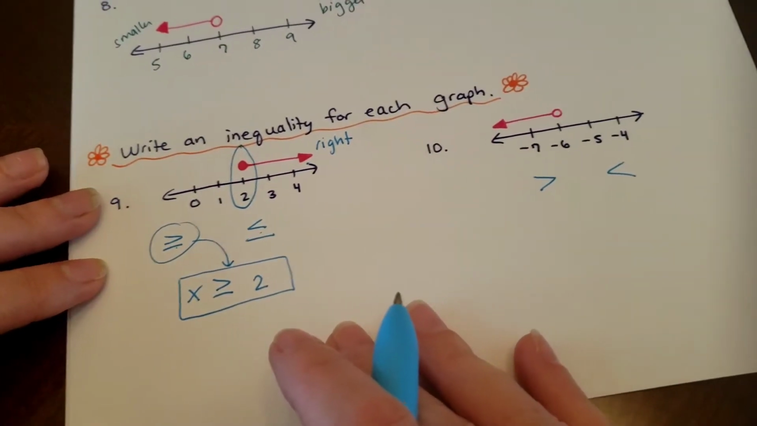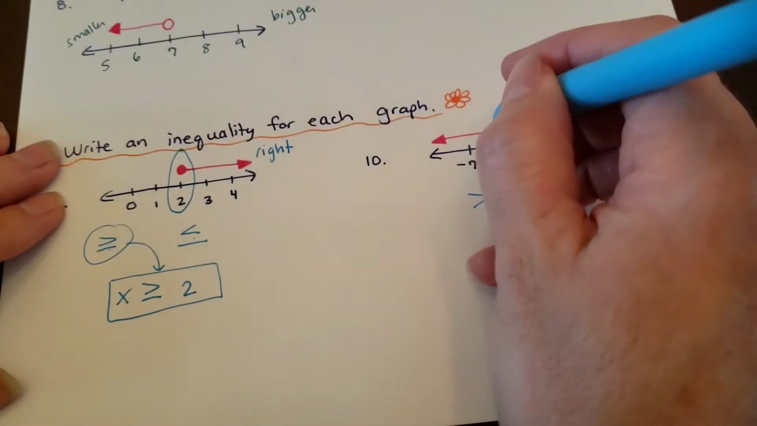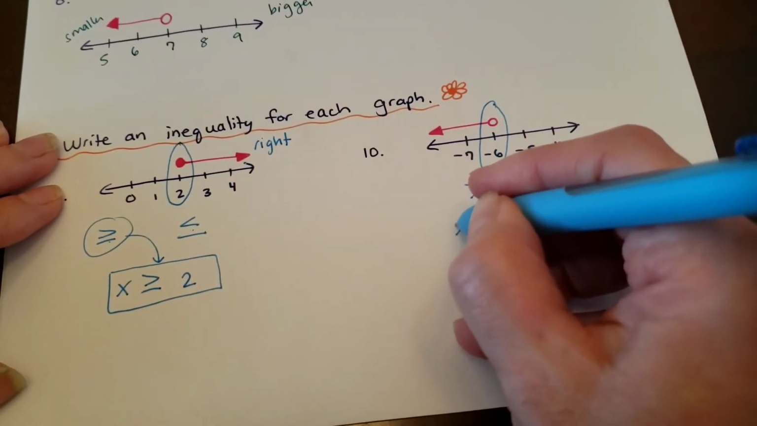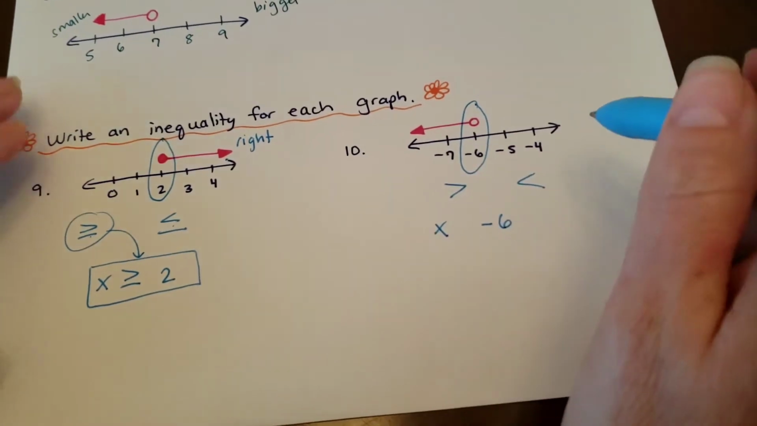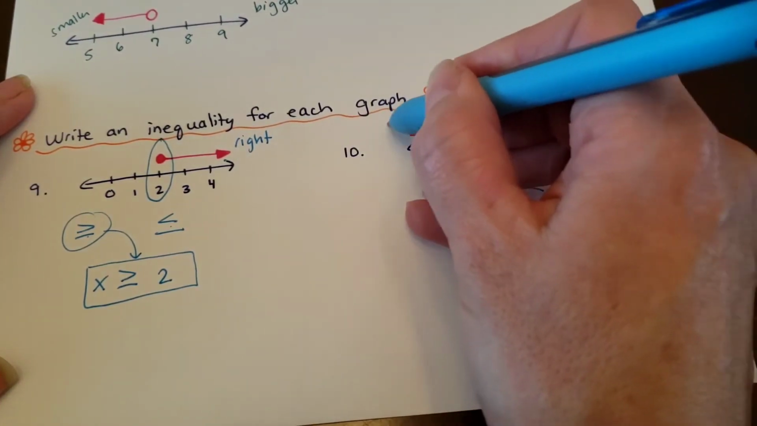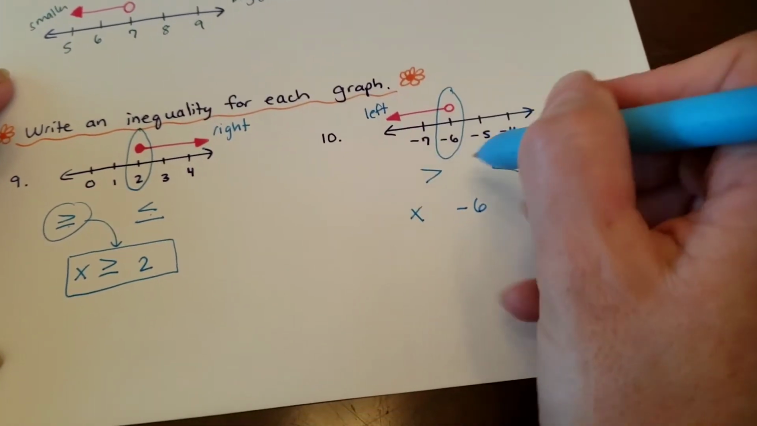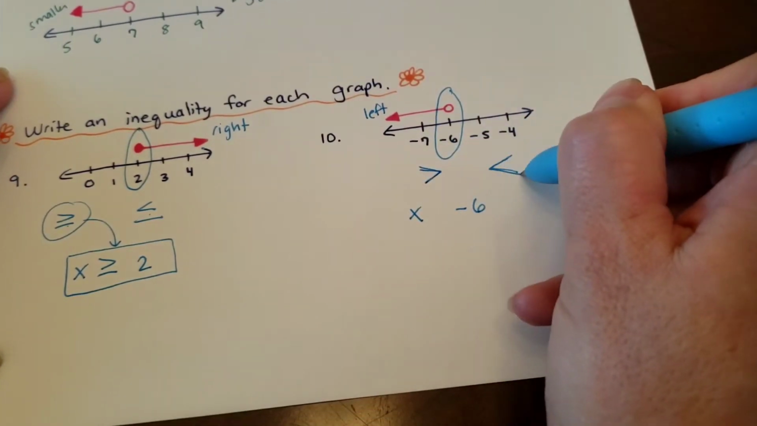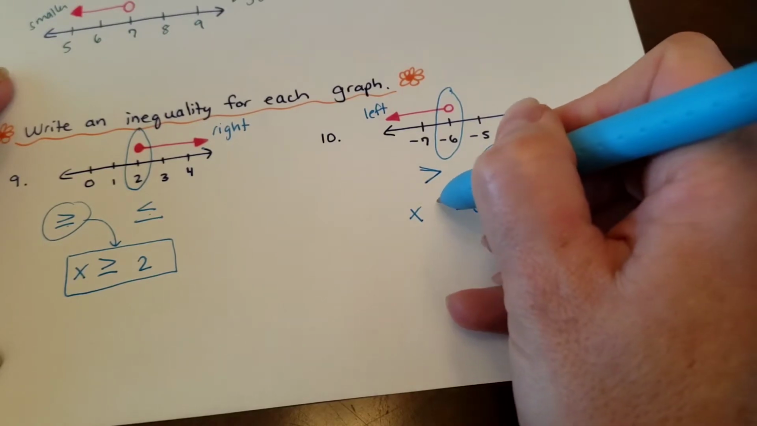Now we'll do that same thing on number 10. We know it is centered around this -6, so let's have an X with a -6. We're trying to figure out which inequality. We know this direction is going left for this arrow. This one points right, this one points left, so it's going to be the one that points left.